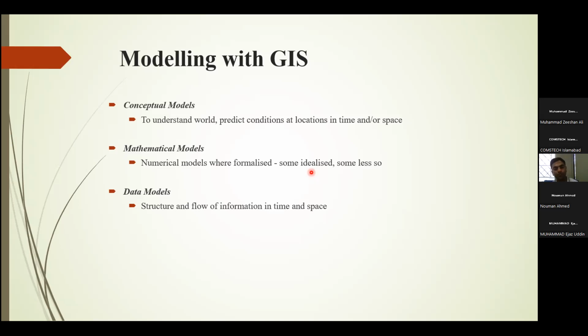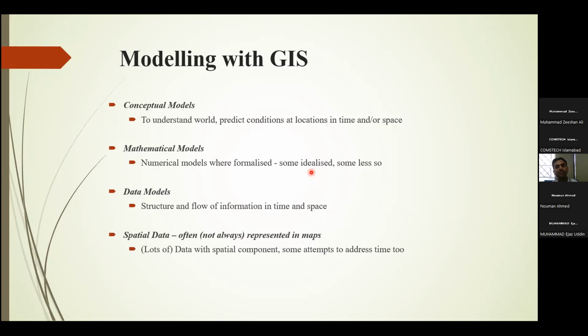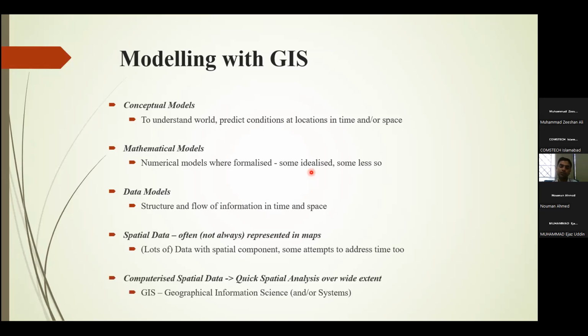So it is important how we consider that specific location, how much that area is increasing with the passage of time, and how much things change across space. So the model predicts on the basis of both the time domain and the x and y coordinates, that is, space. Spatial data is often, though not always, represented in a map. Data with a spatial component also often has to address time as well.